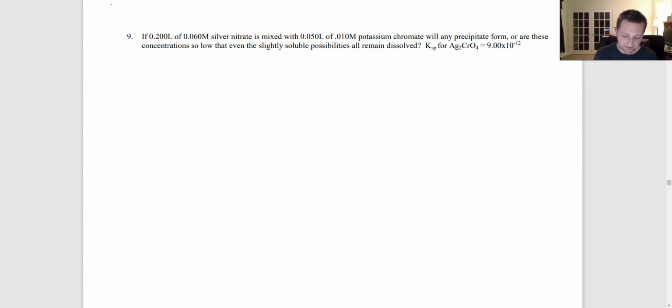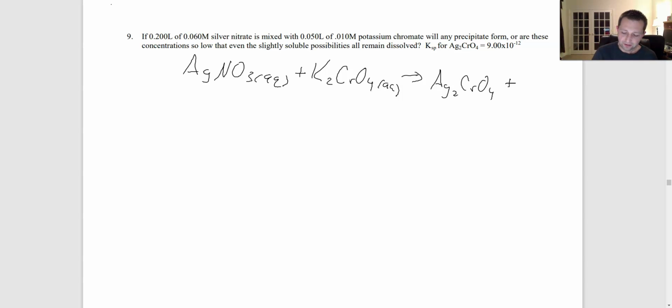So let's do that. We have silver nitrate, aqueous, plus potassium chromate, K2CrO4, aqueous, yields, in a double replacement reaction, silver chromate, Ag2CrO4, and potassium nitrate.